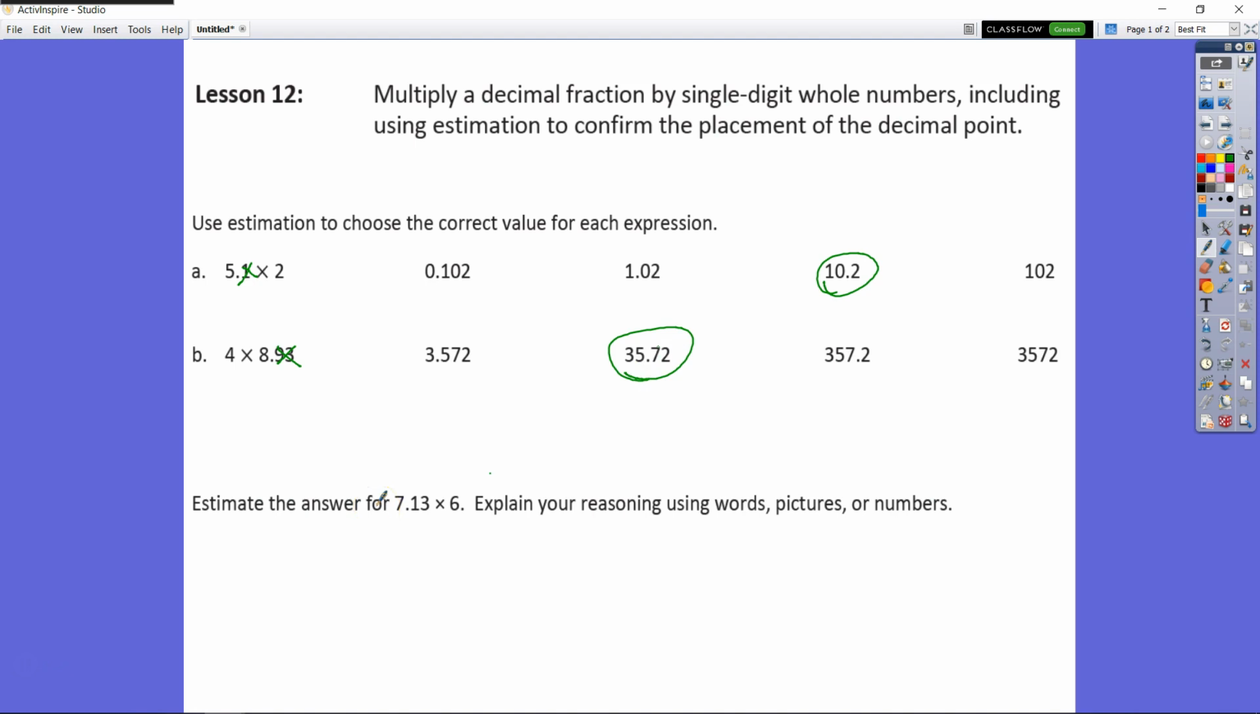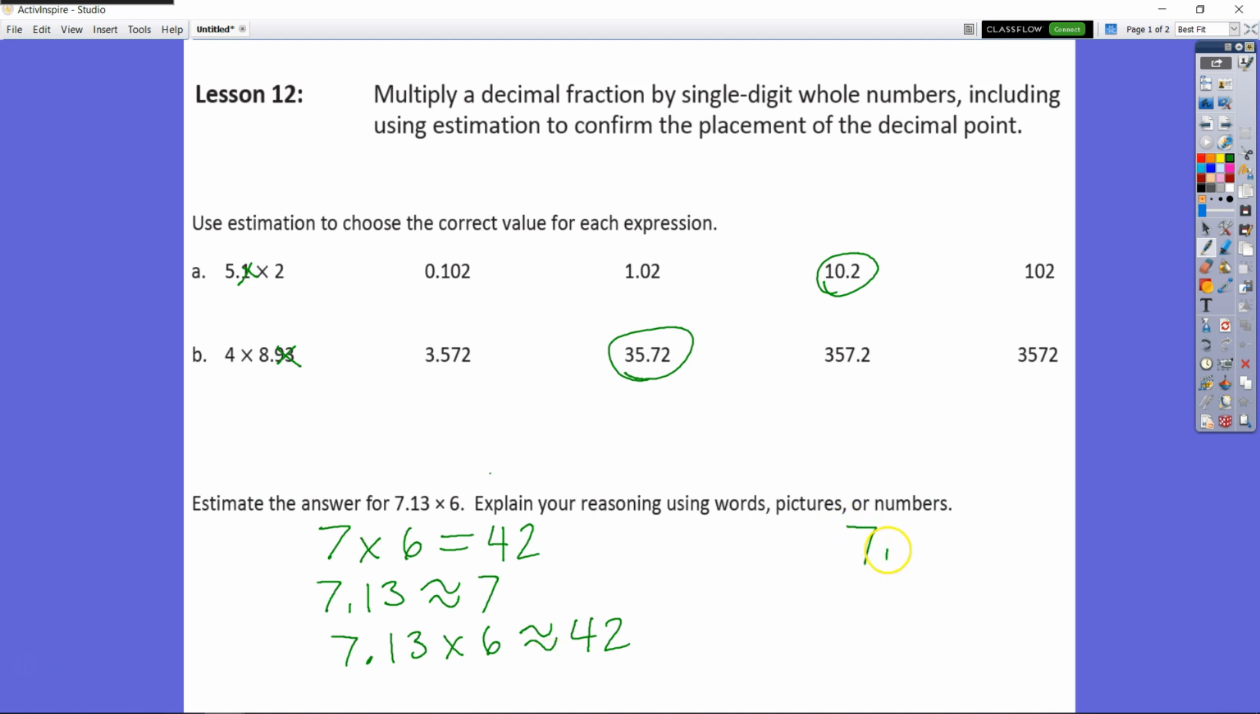So for this part here, it says estimate the answer for 7 and 13/100 times 6. Explain your reasoning using words, pictures, or numbers. All right, so I'm going to say, I know that 7 times 6 is equal to 42. And I know that 7.13, or 7 and 13/100, is around 7. So therefore, 7 and 13/100 times 6 should be around 42. I use my numbers to explain my thinking, and I know that this is going to be close to my answer.